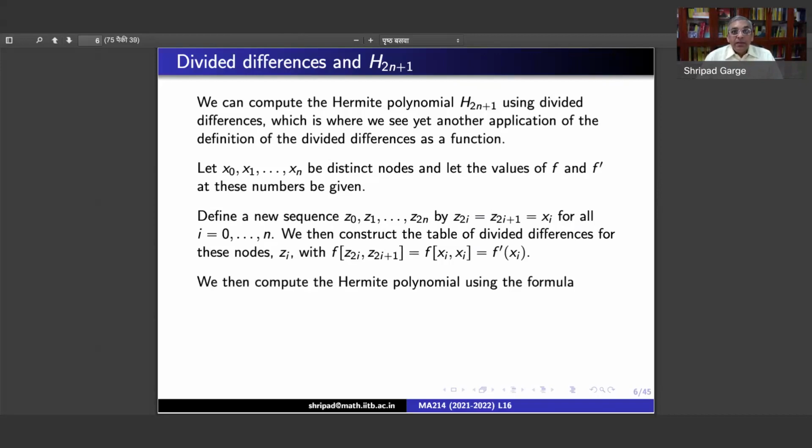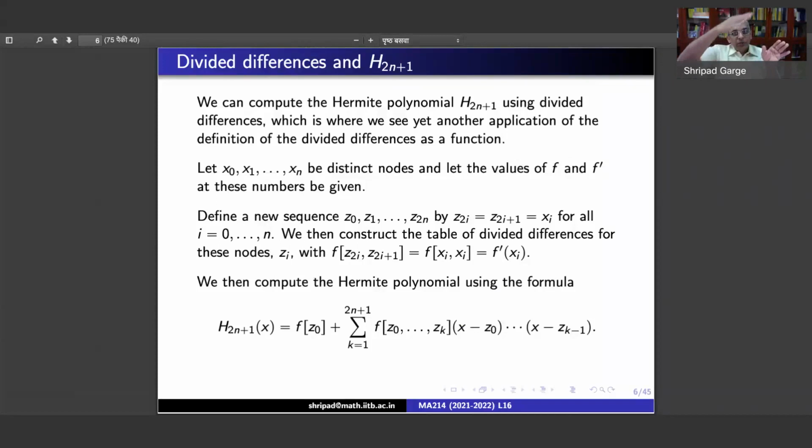So then we have our formula for computing the Hermite polynomials, and it's similar to the formula that we have for the Lagrange polynomials, the interpolating polynomials, which is simply that you start with f of z naught, and then you have z naught up to zk, x minus z naught up to x minus z k minus 1. So if you are looking at forward differences, you would be looking at the top slanted set of numbers, and you will start with the top one, which is f of z naught. To that you are not multiplying by any polynomial. Then you go to the next one, which is the derivative at x naught, and to that you will multiply by x minus x naught.